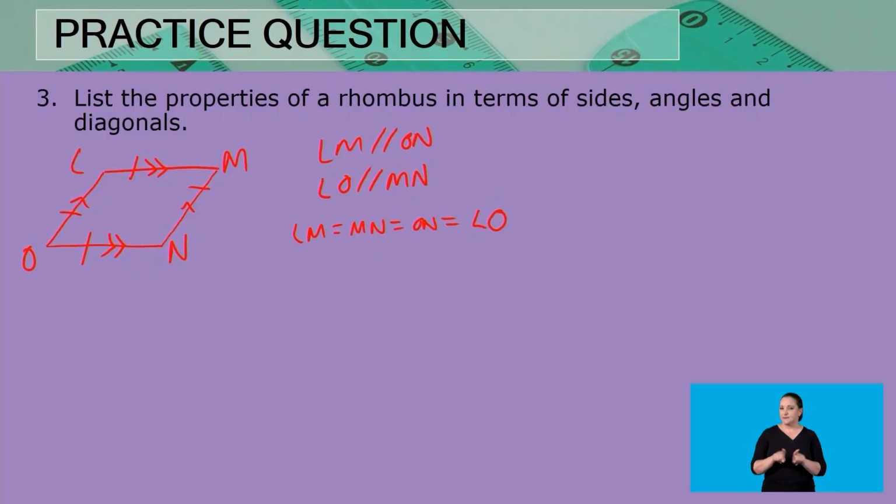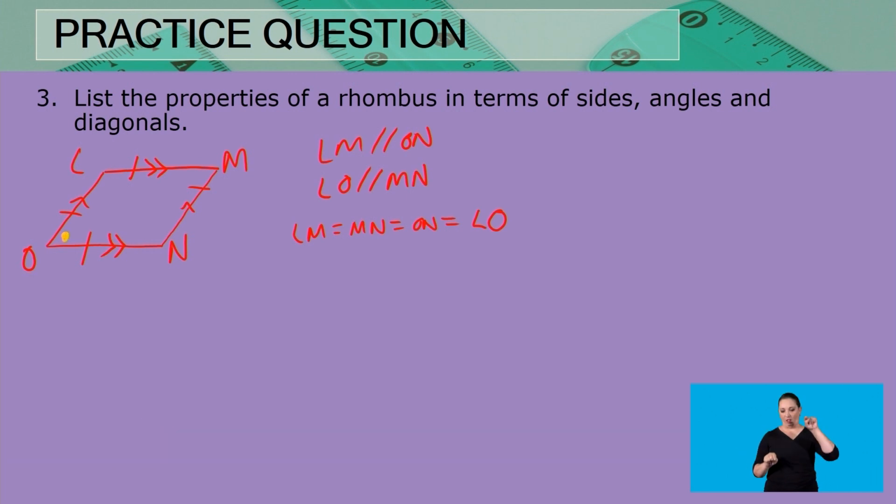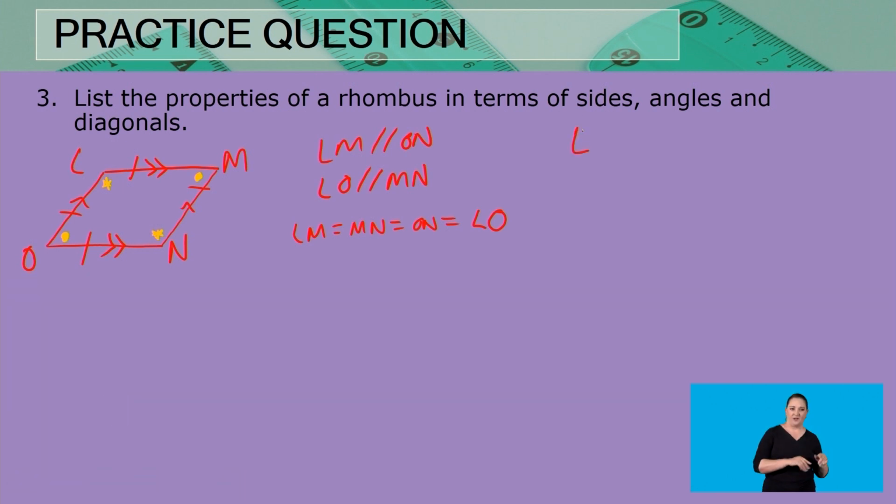What about the angles of a rhombus? Well, just like a parallelogram, the opposite angles of a rhombus are equal. So we have there angle O and angle M, they are equal, and angle L and angle N, they are also equal. So angle N is equal to angle L, and angle O is equal to angle M, because they are opposite angles of a rhombus.